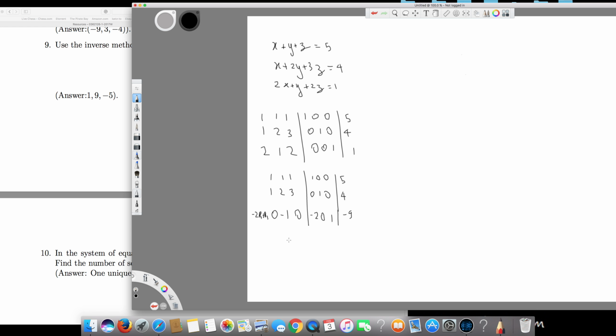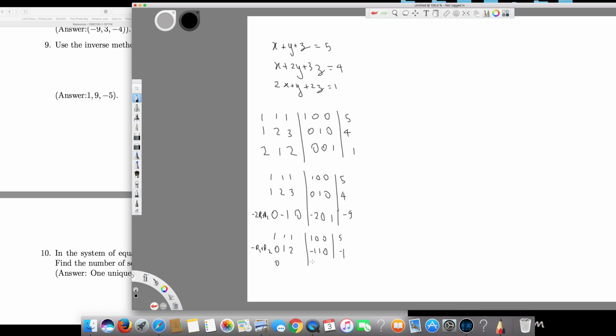Now I'm moving to the second row, first column. To make that one 0, I multiply the first equation by -1 and add it to the second equation. So 1 1 1, 1 0 0, 5, and the second row gives 0. -1 plus 2 is 1, and -1 plus 3 is 2, then -1, 1, 0, and -5 plus 4 is -1, and the third one is 0.